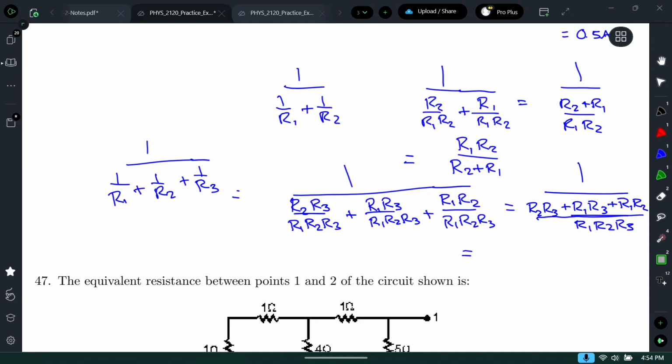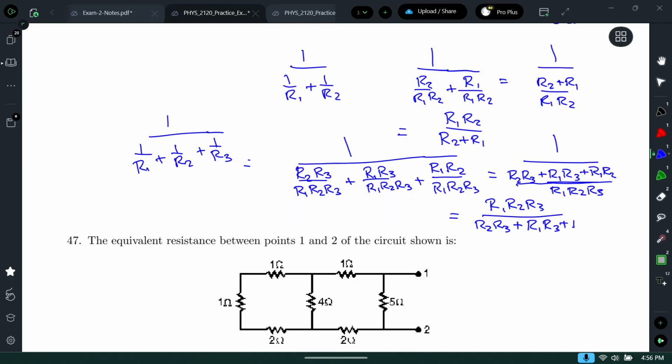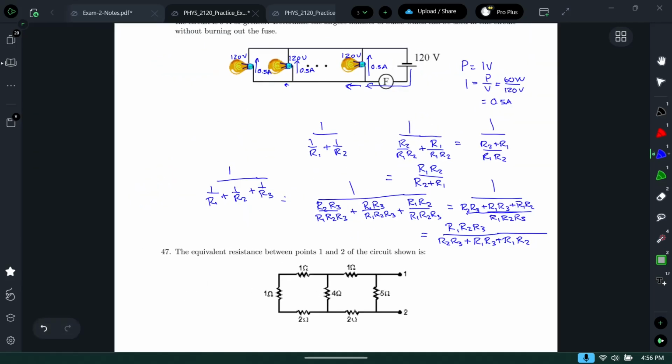You're dividing by a fraction, multiply by the reciprocal. R1, R2, R3 over R2, R3 plus R1, R3 plus R1, R2. And if you had 4, it would be that and another set of terms. But anyway, feel free to use whichever as long as it makes sense and it gives the right answer.